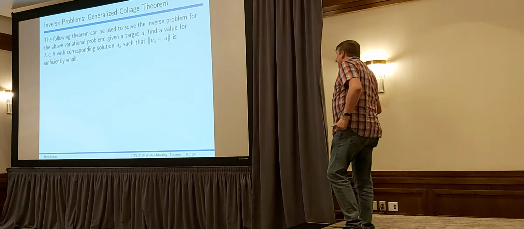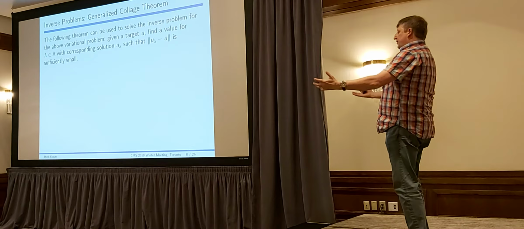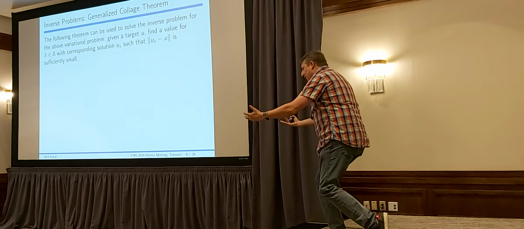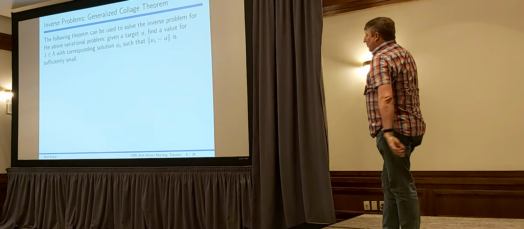So the following theorem can be used to solve the inverse problem. So now we turn it around. We measure the target U. We have proposed functional forms for the functions in the problem that generate the vector of parameters that we're trying to find, so that when we use the right values, what we're measuring is an approximate solution to that problem. And we'd like to find the solution U lambda so that in norm, U lambda minus U is as small as we can make it. The theorem looks like this.